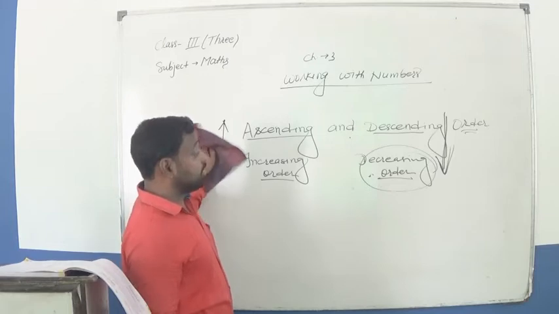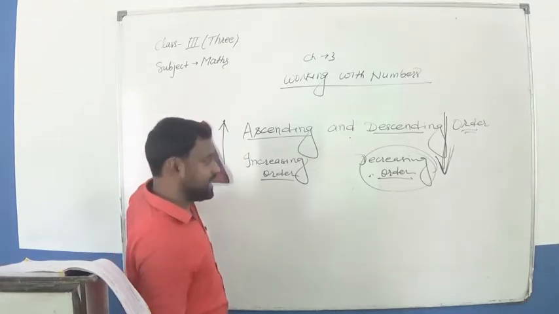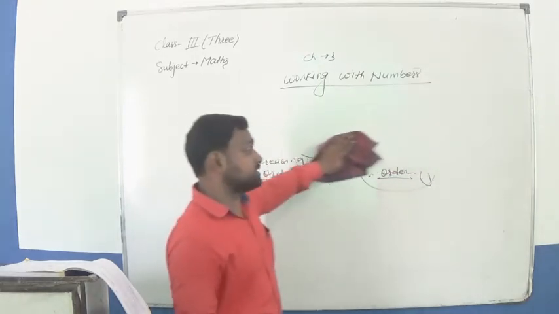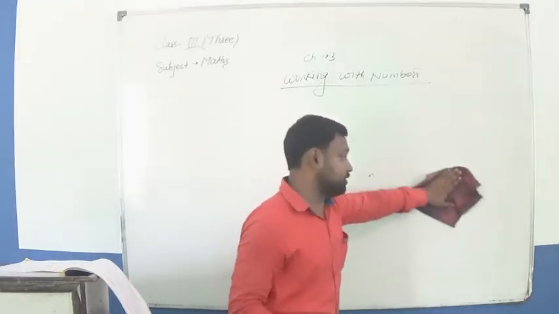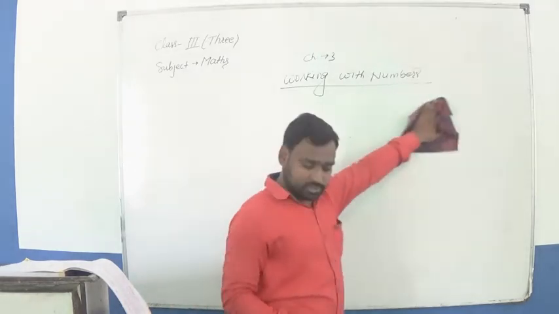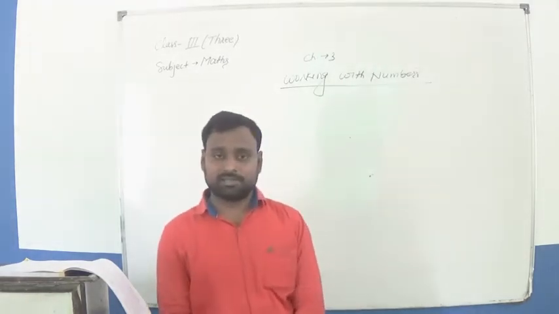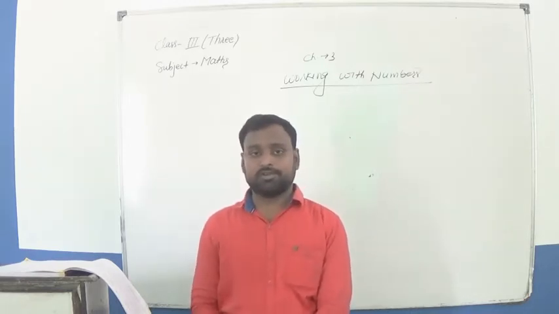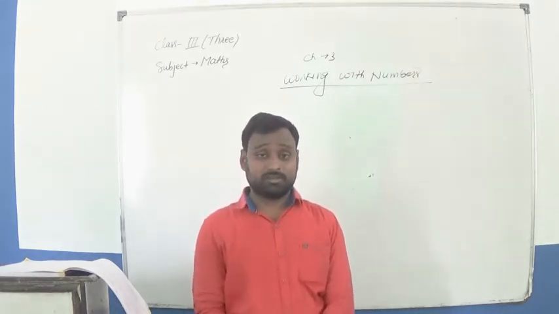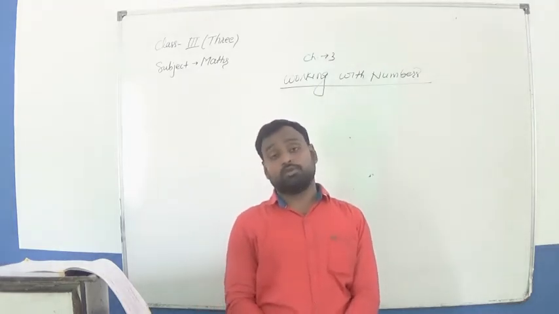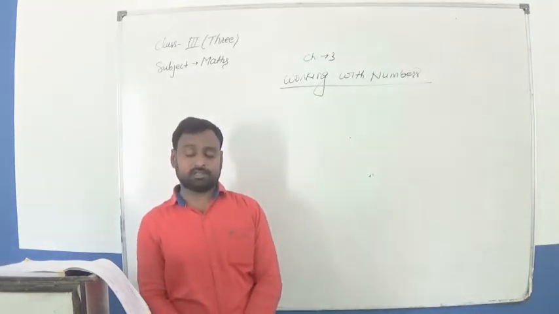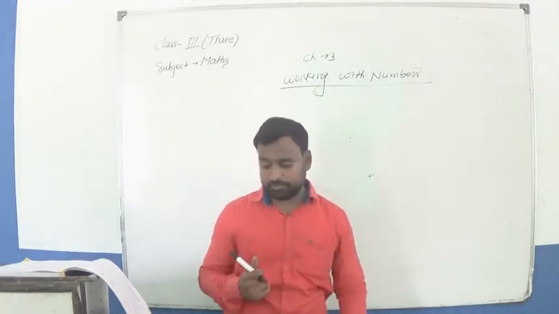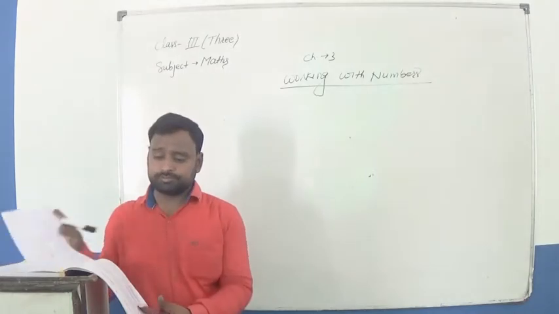Okay. Now you have to learn how to arrange numbers in ascending and descending order. Suppose we have numbers up to 100. You are in class 3, so if you have numbers up to 100, you can easily arrange them. When we go to higher numbers, in thousands and 10,000s, what you have to do, learn from me.